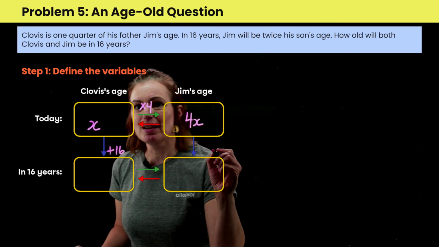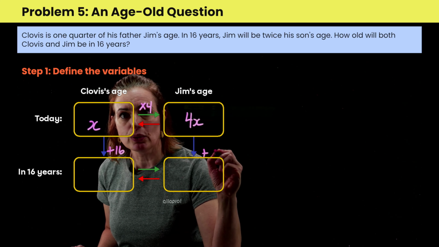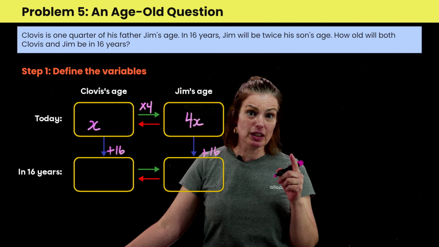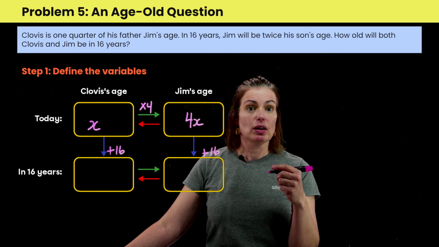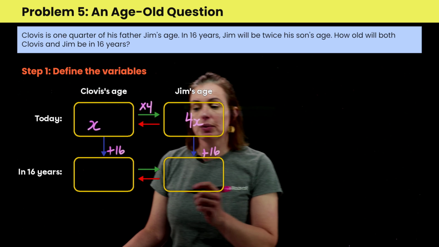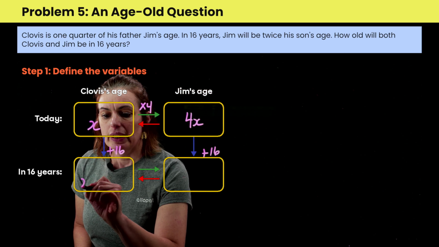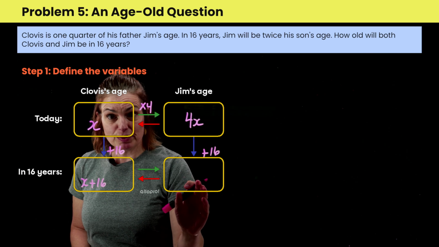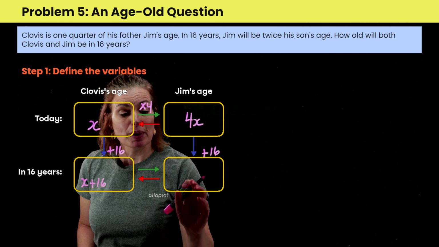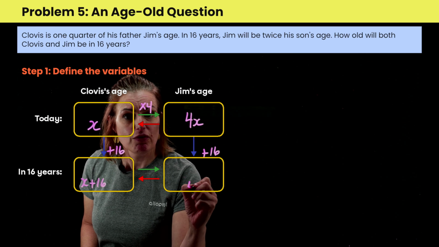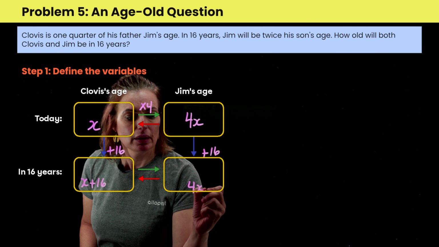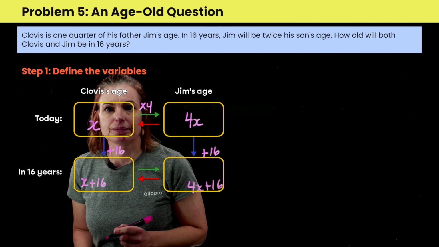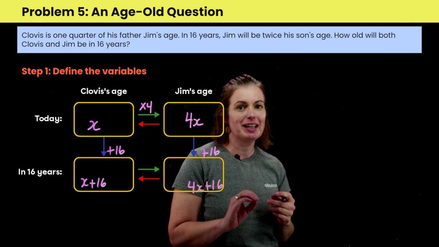And I've got to do the same thing for Jim because Jim is also getting older by 16 years. So what that's going to look like for Clovis, Clovis's age in 16 years can be represented by the statement of x plus 16. And Jim's age in 16 years can be represented by the statement 4x plus 16. It's a little low, but I think it's still making it in there.